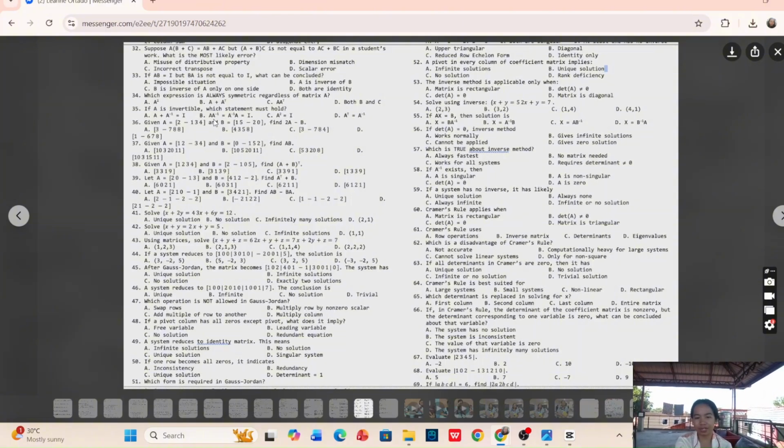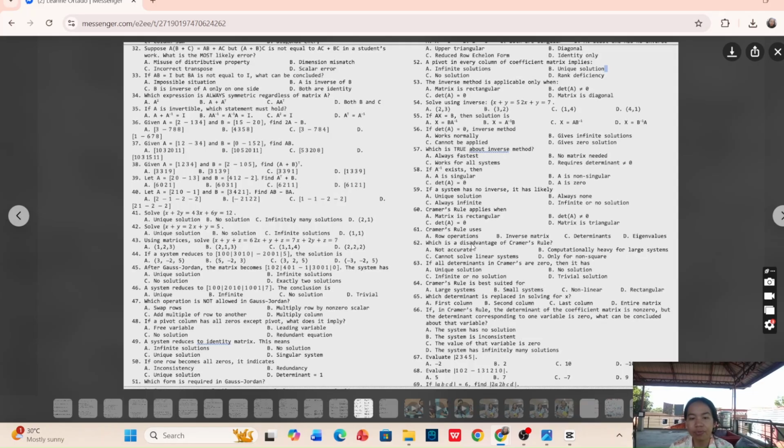Number 61 question. Cramer's rule uses A. Row operations, B. Inverse matrix, C. Determinants, D. Eigenvalues. The correct answer for number 61 is letter C. It uses determinants. Cramer's rule uses determinants to solve systems.